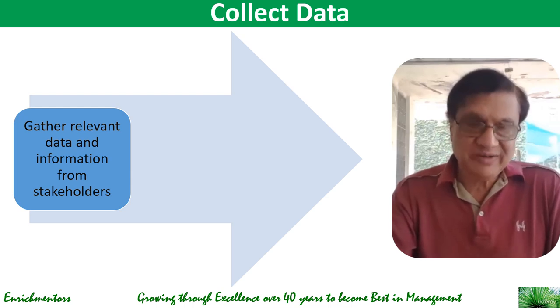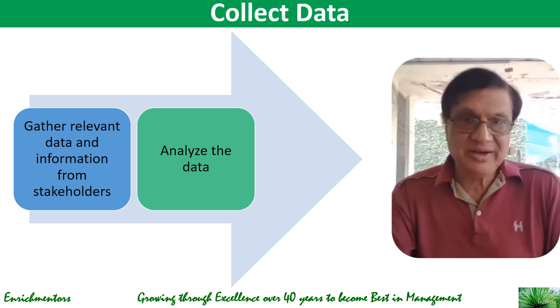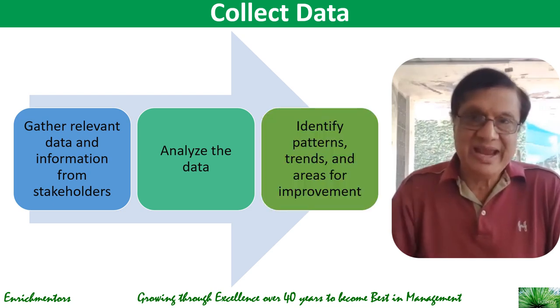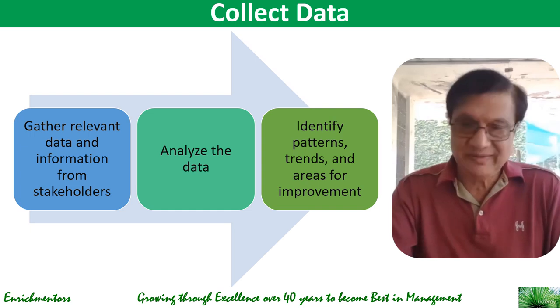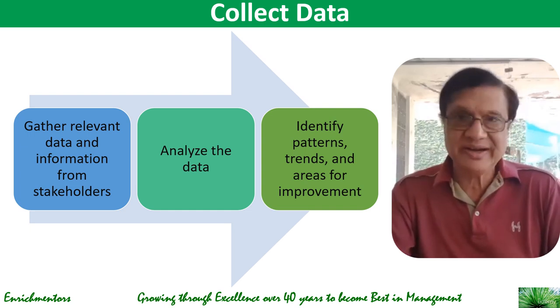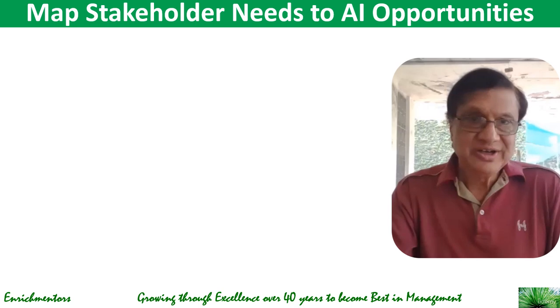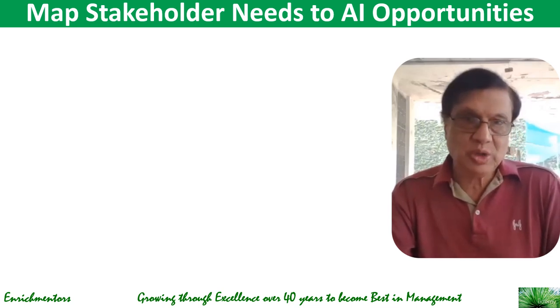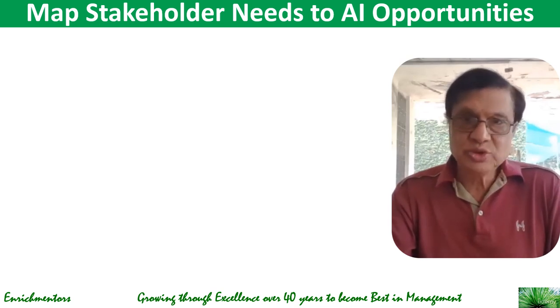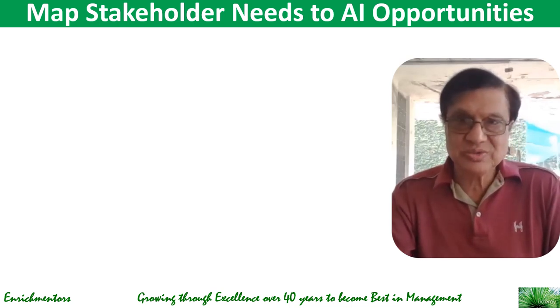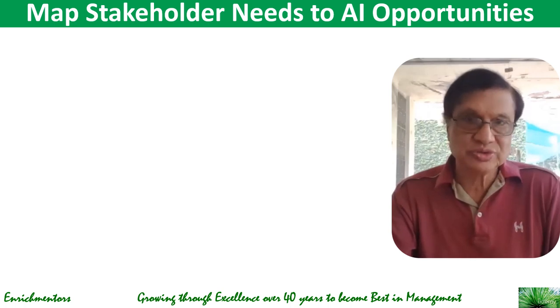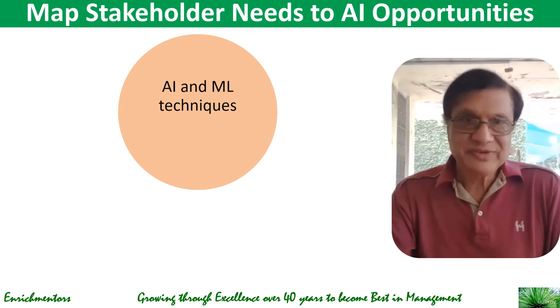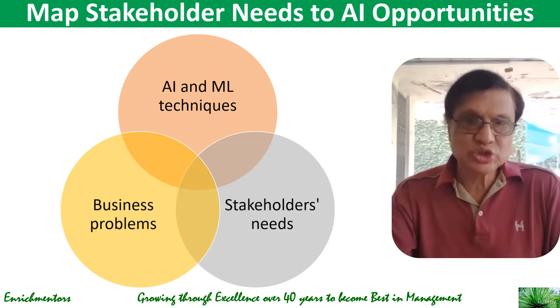Once you have gathered this data, which we'll talk about in a lot more detail as we go forward, you need to analyze the data to identify patterns, trends, and areas of improvement. So collect the relevant data, analyze, and identify trends and patterns in that data. Then you need to map stakeholders' needs to the AI opportunity. So you have now understood what the stakeholders need, and you have some idea of what techniques of AI and ML you can use. So identify such potential opportunities where AI and ML techniques can address stakeholders' needs and solve business problems.